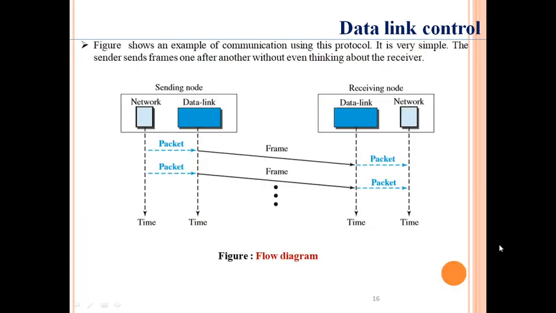You can see here a flow diagram of the same simple protocol. It shows the communication between the two devices. It is always a one-way communication, as the sender is not waiting for the acknowledgement. You can see in the diagram that the packet from the network layer will be received at the data link layer, converted into a frame, and sent to the receiving node. At the receiving node, the frame will be converted into a packet and sent to the network layer.